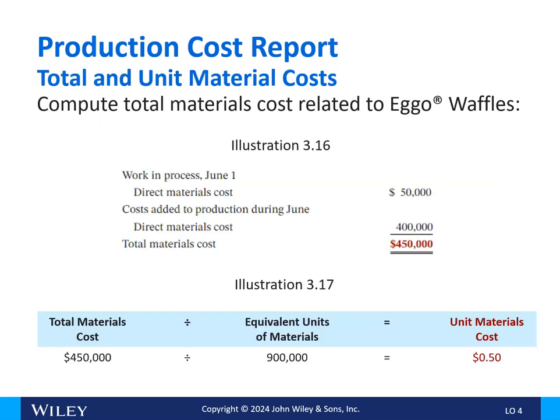So we'll look at materials first. We had 50,000 direct material costs in beginning work in process. We added 400,000 of direct material costs, so we had 450,000 total costs. Total cost divided by equivalent units of 900,000, we get a unit materials cost of 50 cents.